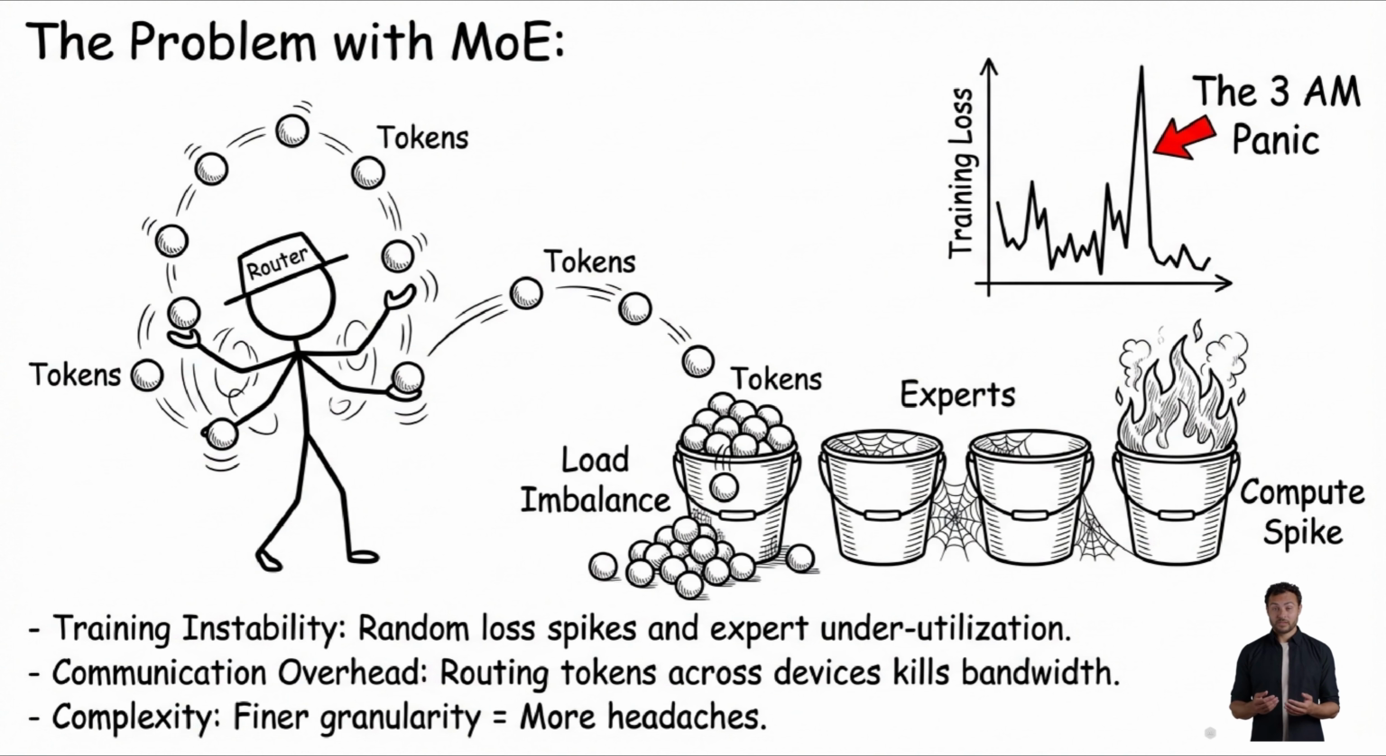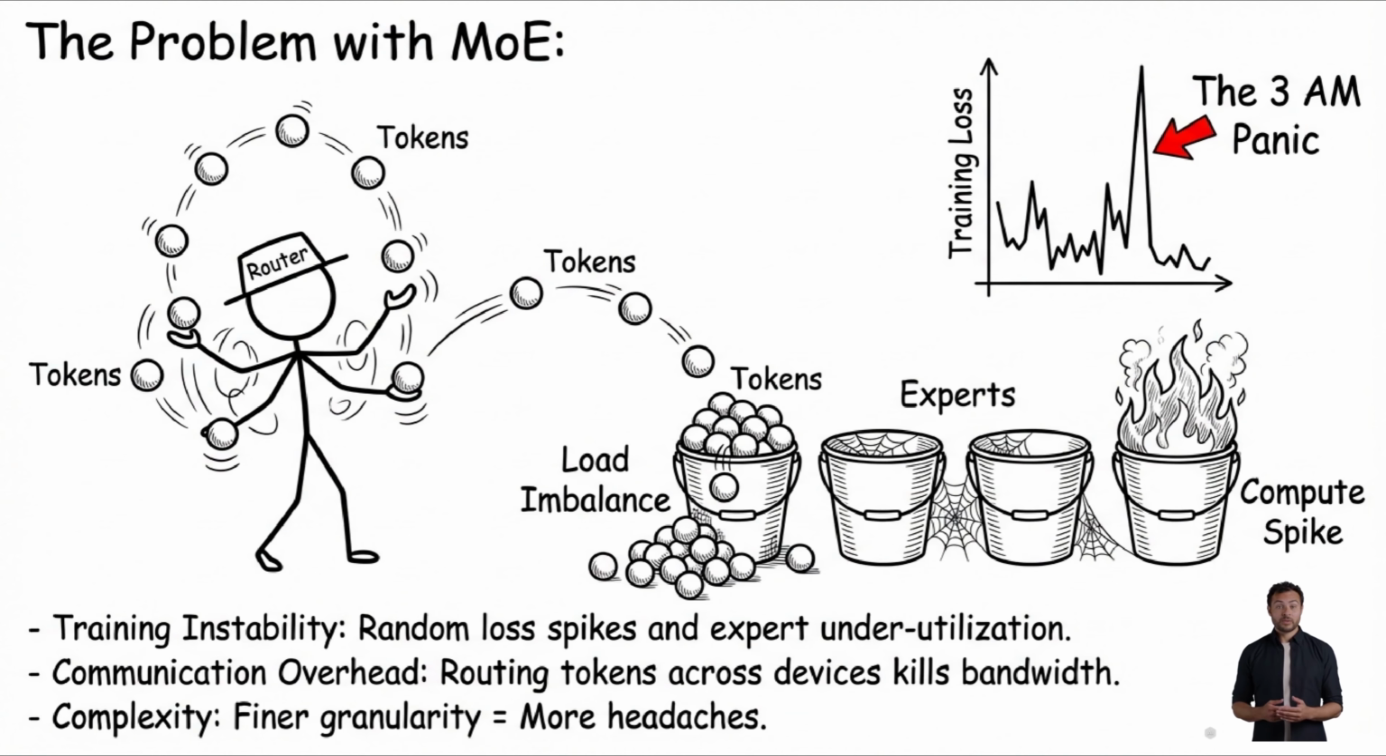The routing diagram vibe hints at the system cost. Tokens are being shuffled to whichever expert lives on another device, and that all-to-all traffic eats bandwidth. Finally, the last bullet point is the trade-off. The finer you slice experts, the more knobs, load balancing, and operational tuning you inherit.